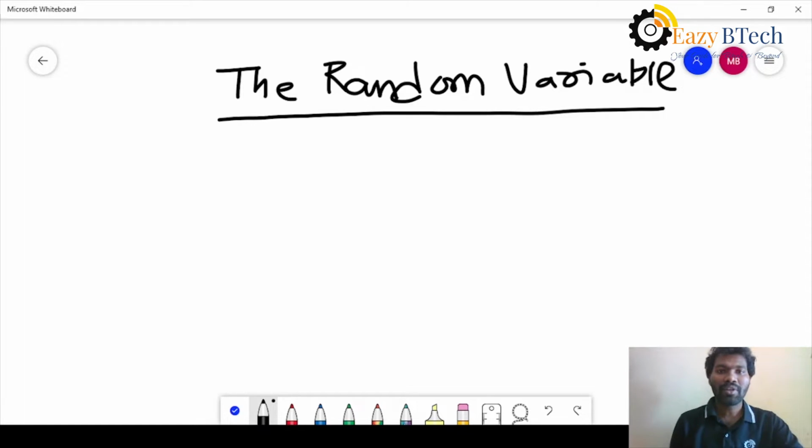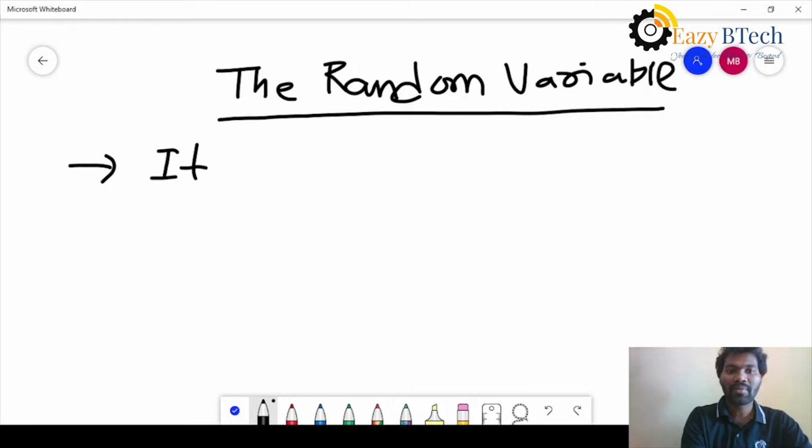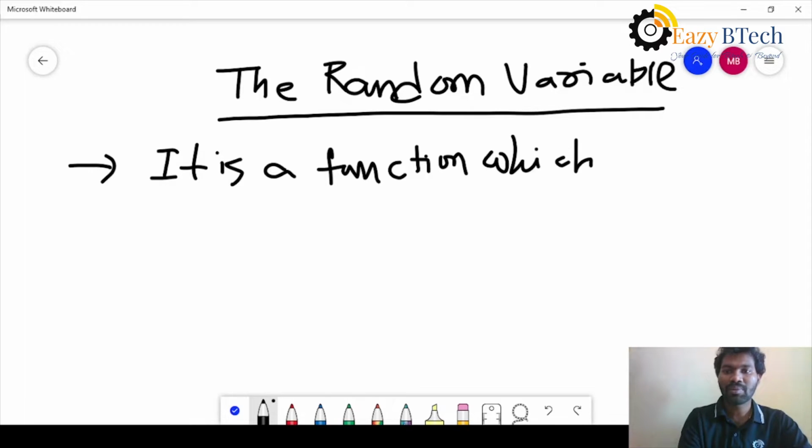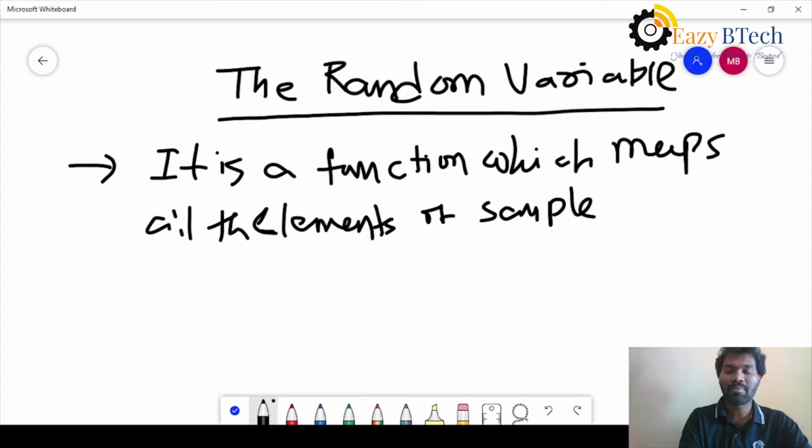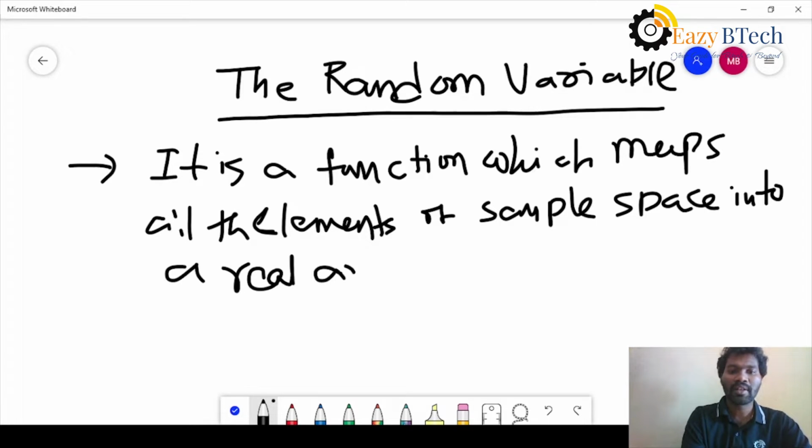Coming to the definition of the random variable: a random variable is a function which maps all the elements of the sample space into a real axis. This is the definition of a random variable.